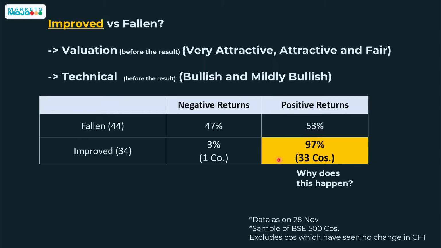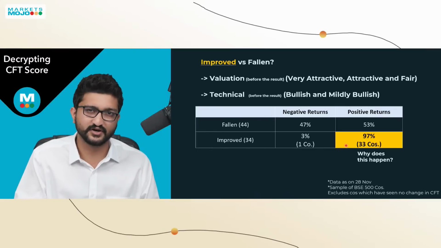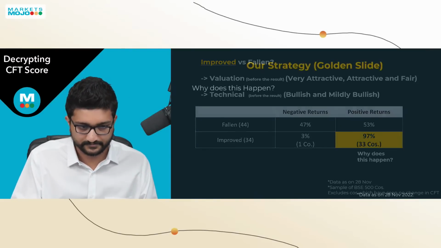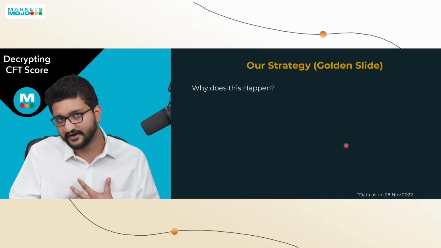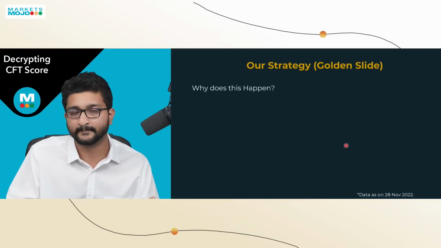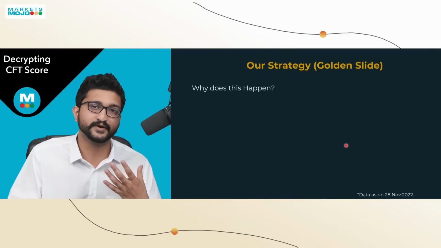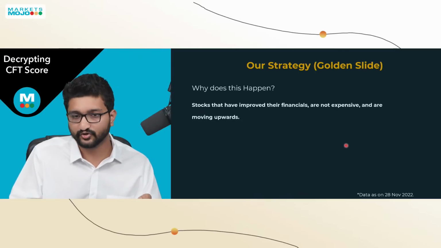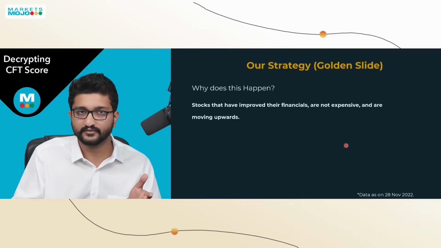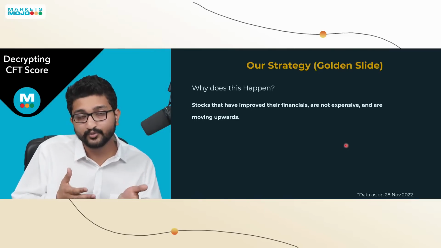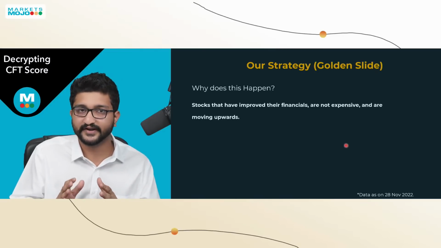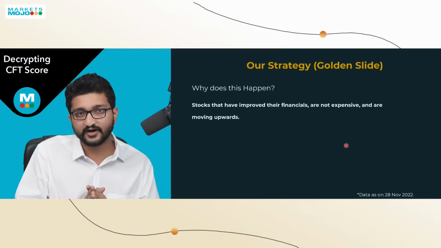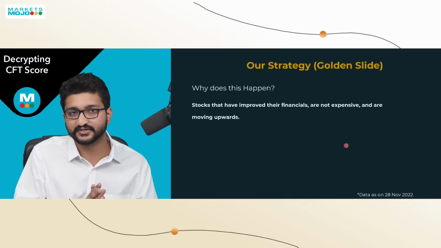Why does this happen? Why are we achieving such a high strike rate? This is the golden slide, our strategy. Why does this exactly happen? Because I've asked the system a particular question. When I thought of picking stocks, I said, give me stocks that have improved their financials. You know, we saw improved versus fallen. We're looking at stocks that have improved their financials, are not expensive, we looked at very attractive and fair companies, and are moving upwards: technical bullish and mildly bullish.